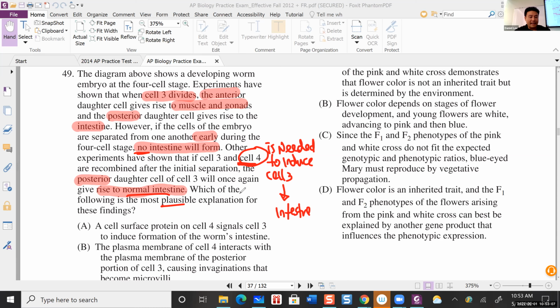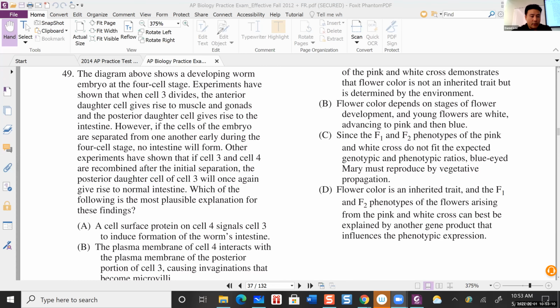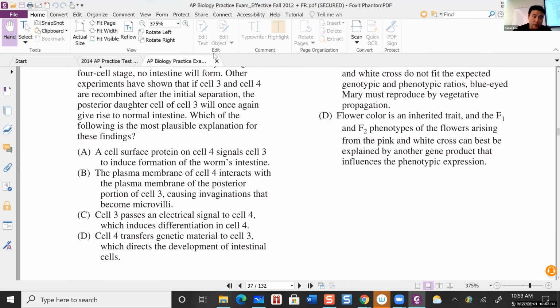So what is the most likely explanation of this? Okay. So if you did not make that conclusion, you just keep reading and eliminate. A cell surface protein on cell 4 signaled cell 3 to induce the formation of worm's intestine. That seems to be what I was saying. The plasma membrane of cell 4 interacts with the plasma membrane of the posterior portion of cell 3, resulting in invagination and becoming microvilli. Ooh. That is possible too. Microvilli is part of the intestine. It's the folded projections of the intestine. Okay, so we've got to differentiate those two.